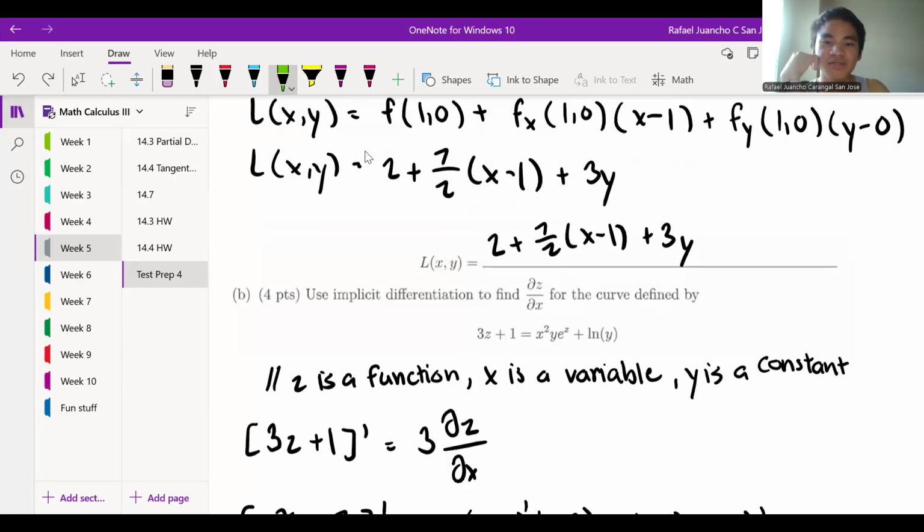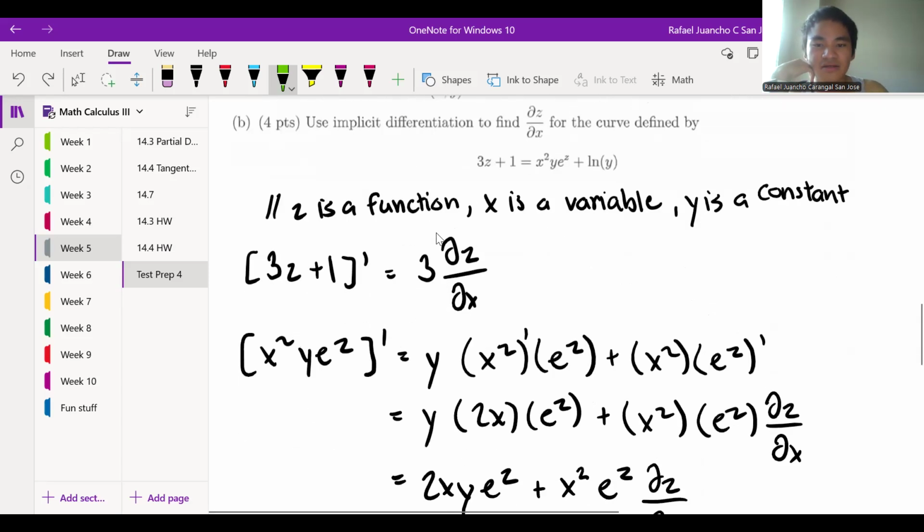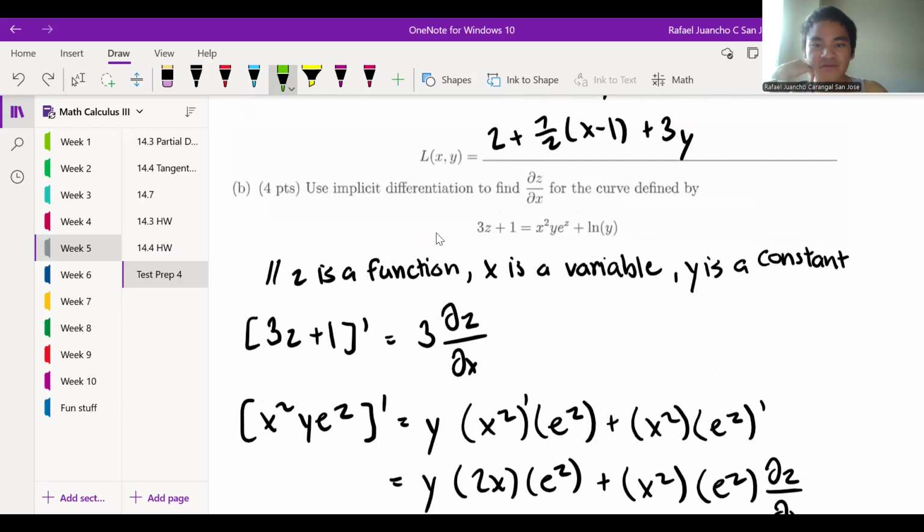So it's just a slight miscalculation on the 2 part. But overall, we did get the concept, right? We understood the steps, and that's good. Okay, now we do implicit differentiation.